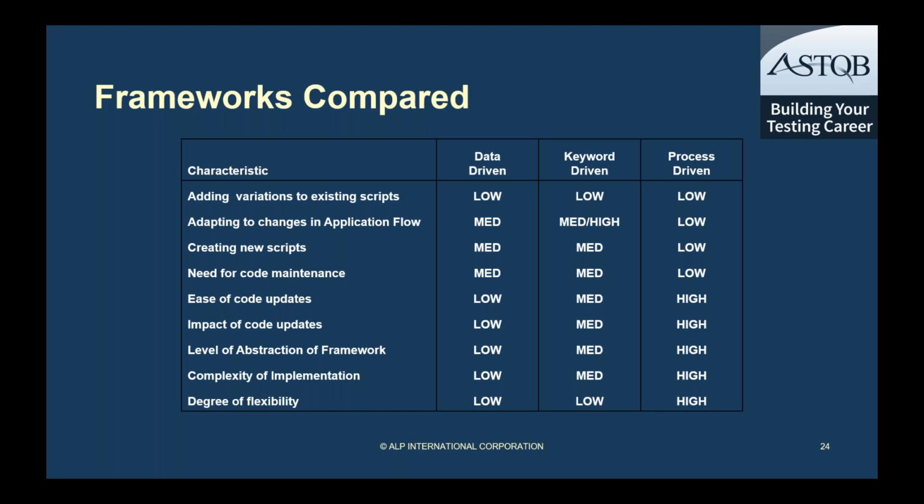Then we have adapting to changes in application flow. With data-driven, it's medium. With keyword-driven, it can be medium to high. And with process-driven, because of its abstraction, it's low. And down the line, we have a number of different categories: ease of code updates, impact of code updates, level of abstraction, complexity. Of course, data-driven is very low, keyword-driven medium, and process-driven very high. So again, there's not necessarily one right answer for everybody. And then finally, the degree of flexibility that each framework will provide for you.